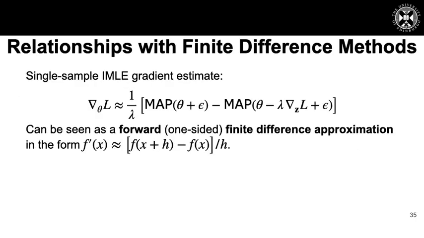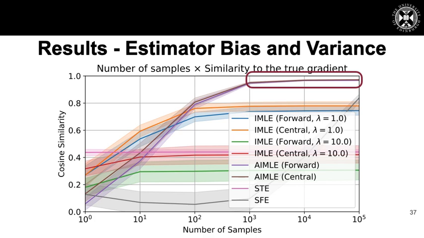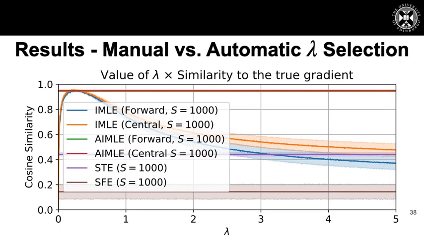Also, in this work, we note that there's a relationship between implicit MLE and the forward finite difference approximations of the gradient, and propose a variant of AIMLE based on central differences, where we perturb both terms of the gradient estimates rather than just the second term. We analyzed the bias and variance of this adaptive version of implicit MLE on synthetic experiments and found that the gradient estimates are significantly less biased than the other methods we use in the comparisons, for example, compared to the original AIMLE or the straight-through estimator. And we also found that the adaptive version of AIMLE provides results comparable to carefully tuning the perturbation size lambda without, of course, having to manually tune lambda, for example, by using cross-validation.